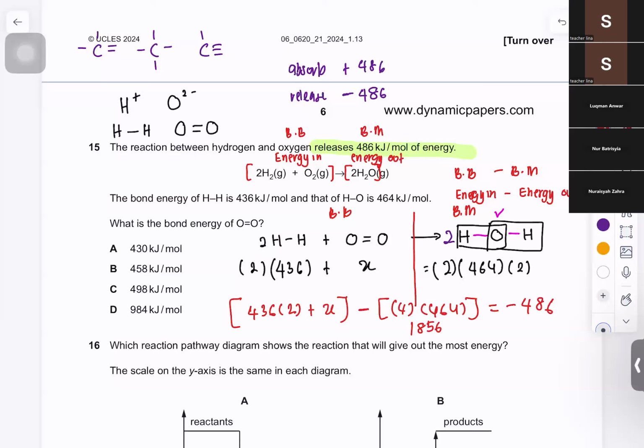If the teacher made a mistake in the calculation, let me know now. Sometimes we don't notice. Just point it out, insyaAllah, the teacher will try to look. Okay. So then 1 for this, then plus 856. And then 462 plus X, negative. 466 plus 1856. So 1370 minus 2X minus 872. Is there an answer? Oh, there is, alhamdulillah. 498 kilojoule per mole. So C.